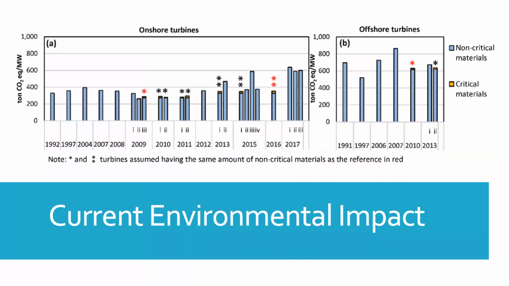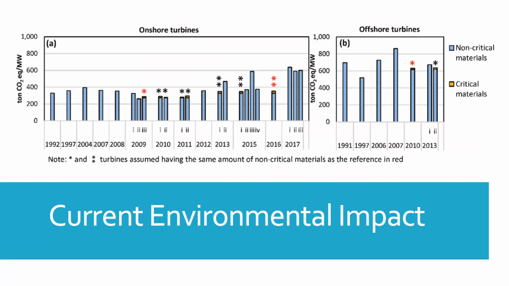So keeping this information in mind, this is the current environmental impact of wind turbines today over time. This figure compares the global warming potential associated with critical and non-critical materials per megawatt of onshore and offshore wind turbines. As you can see in the figure, the carbon footprint of the non-critical materials is larger than the impact of the critical materials. And of the non-critical materials, steel and iron had the highest global warming potential. But this was actually interesting because concrete has the highest mass intensity. So even though concrete has the highest mass, it didn't have the highest contribution to the global warming potential.